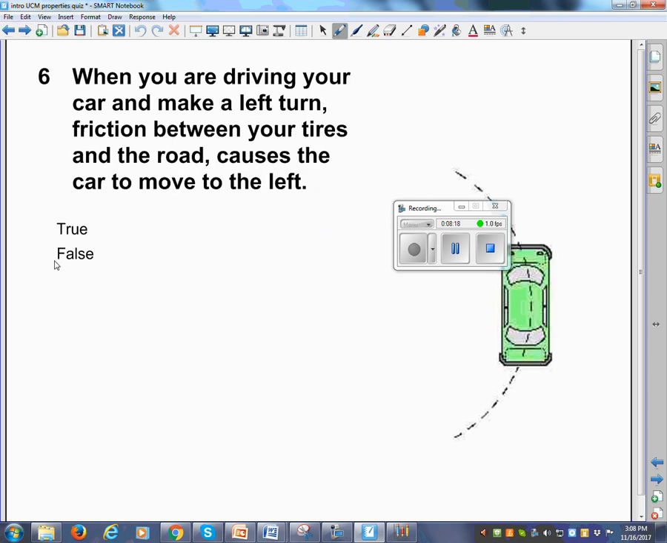When you're driving your car and make a left turn, friction between your tires and the road causes the car to move to the left. So it is friction, they're saying, that makes you go left. Friction. If there was no friction, give it gas, it would not turn.